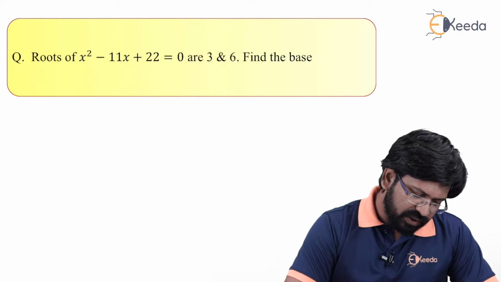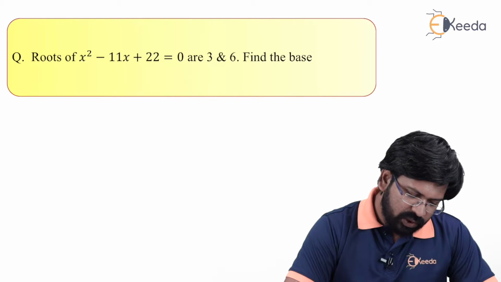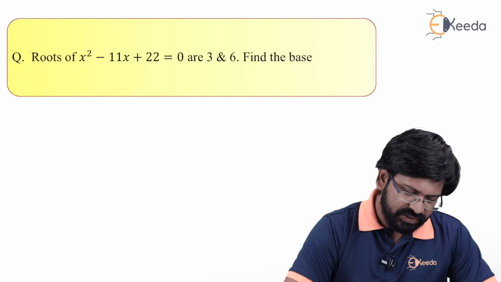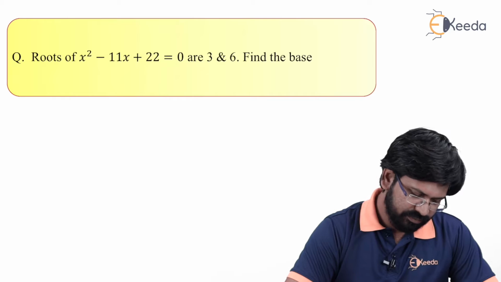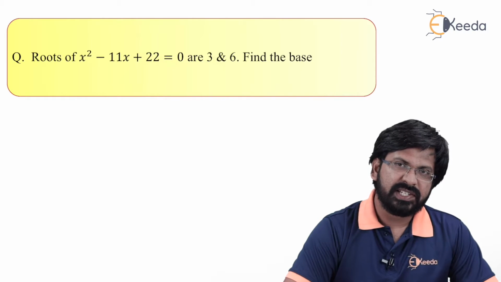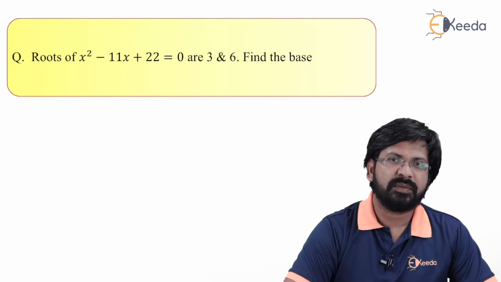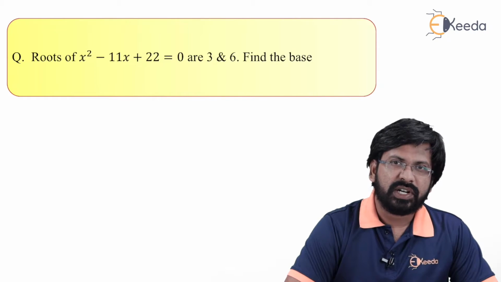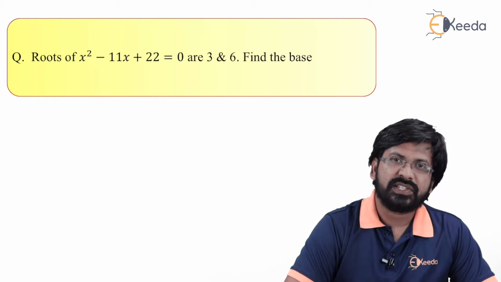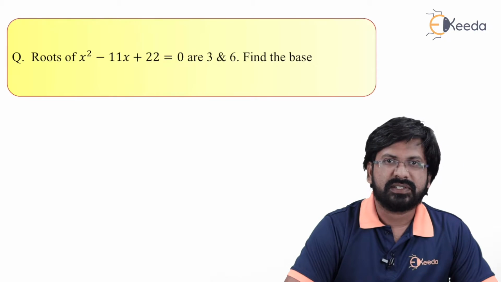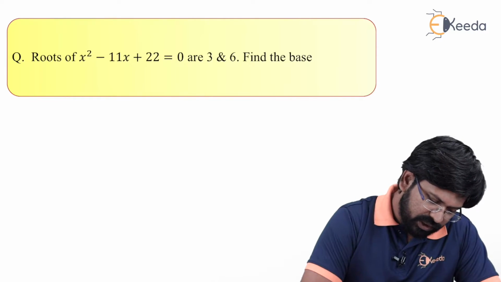It says roots of x square minus 11x plus 22 equal to 0 are 3 and 6. Find the base. x square minus 11x plus 22 equal to 0 is nothing but a quadratic equation. After solving this quadratic equation, you have two roots, that is 3 and 6. You have to find the base. Let's see what we can do with this.